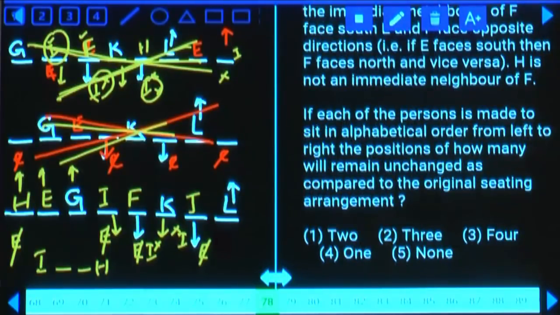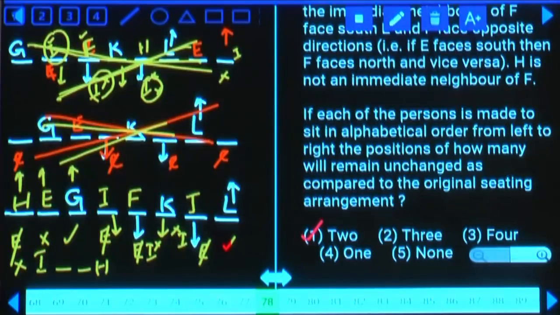if each of the persons is made to sit in alphabetical order from left hand side to right hand side, the positions of how many persons will remain unchanged. Starting with whom? E, F, G, G remains at the same place. H, I, J, K, L, L remains at the same place. How many persons remain at the same positions? There are 2 persons. One is G, another one is L.